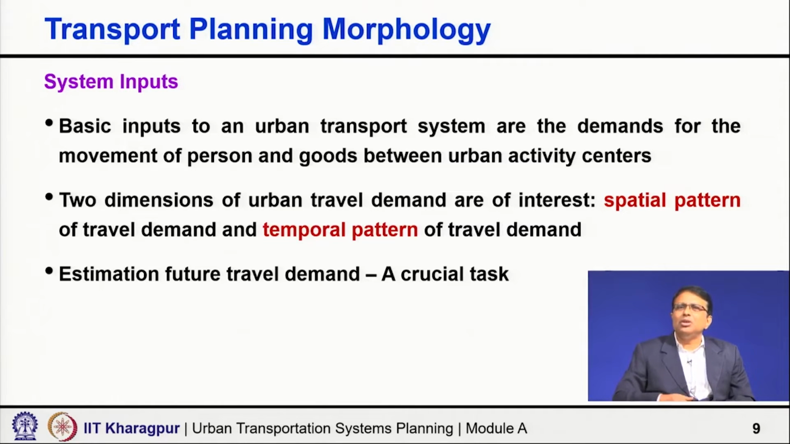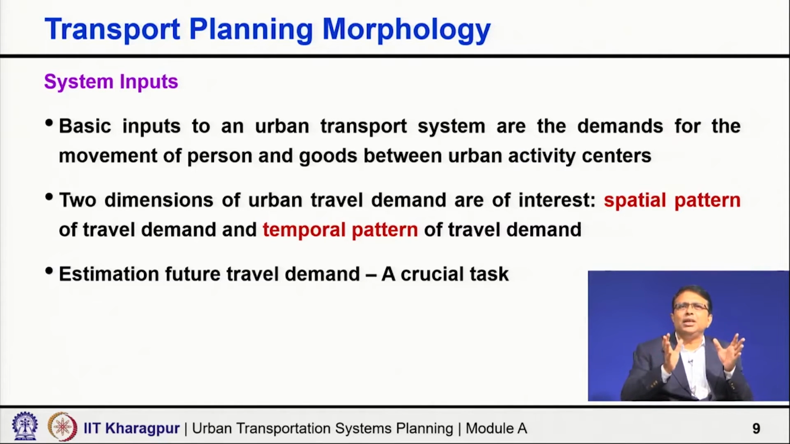goods between urban activity centers, because in most cases it is within the urban area, and of course, their travel also happens, and a reasonable share may happen from outside the urban area to inside the urban area, right. Or external to external, right, simply the road is passing through the urban area. So, what are the inputs, whatever may be the demand.